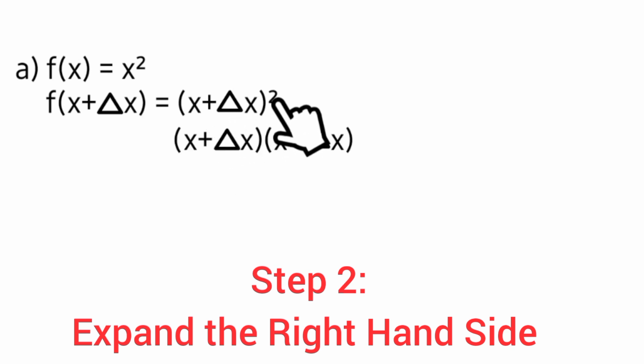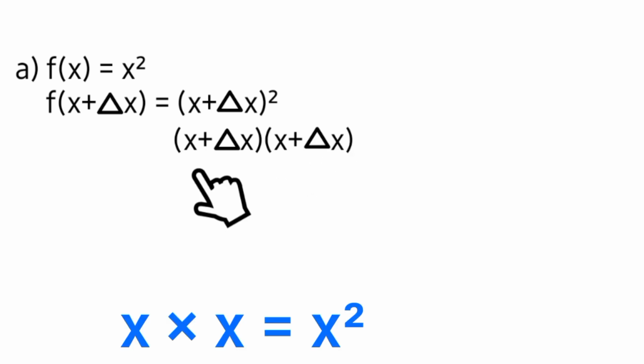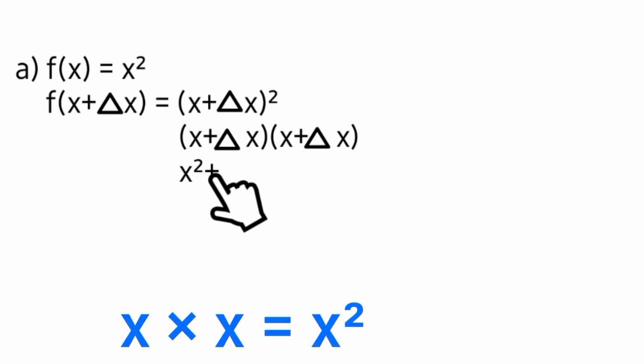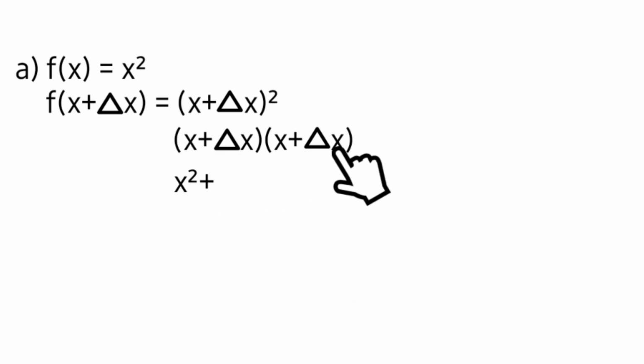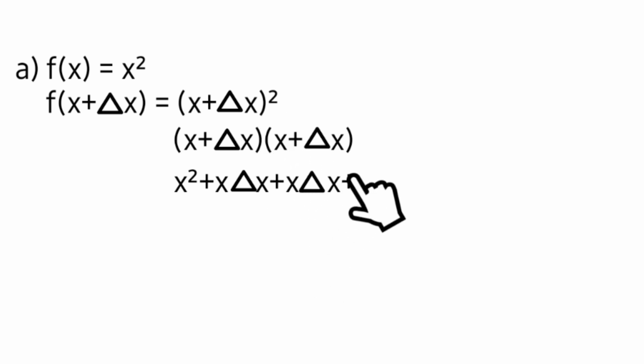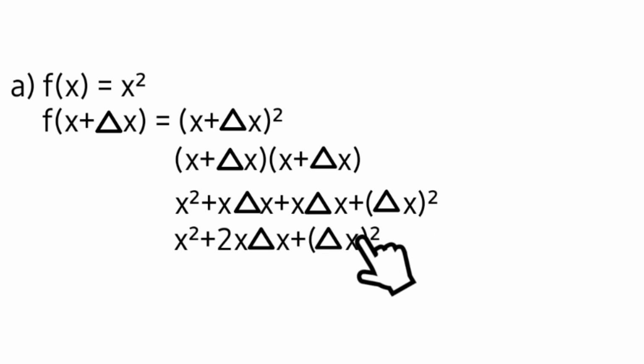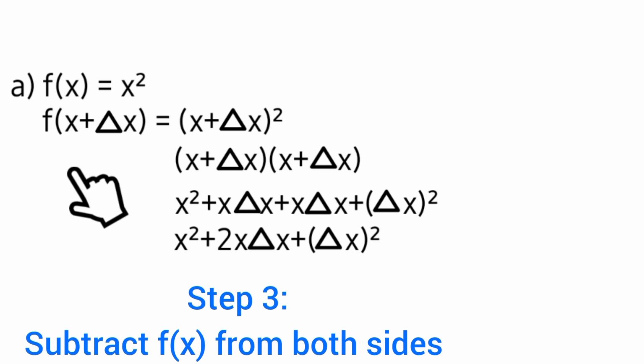x plus changing x squared means x plus changing x multiplied by another x plus changing x. So x times x gives x squared, plus x times changing x, plus changing x times x, plus changing x times changing x gives changing x squared. So here we have x squared plus x changing x plus x changing x gives 2x changing x, plus changing x all squared. Subtract f of x from both sides.